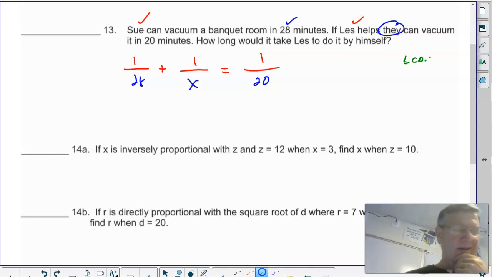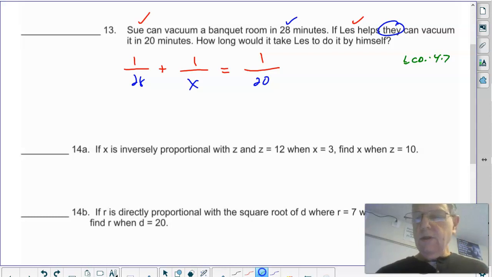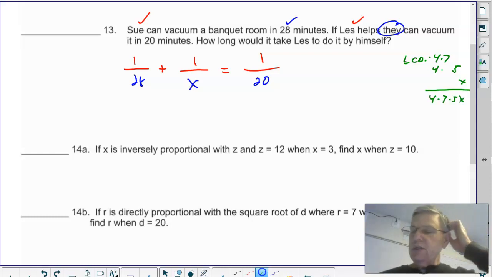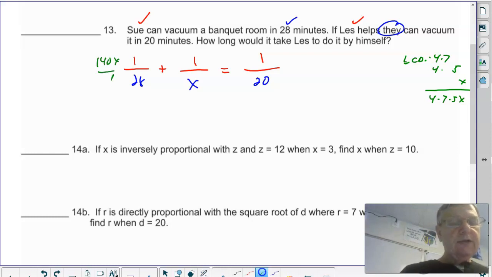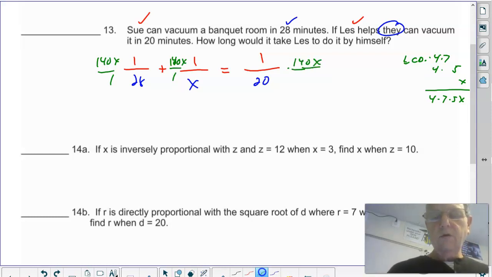So on this one, LCD, 28 and 20. All right, 28, 4 times 7. 20, 4 times 5, and then an x, and so every column, and so what is it? 28 times 5x. That's 140x. 140x over 1, 140x over 1. Distribute to every term. All right, let's reduce.